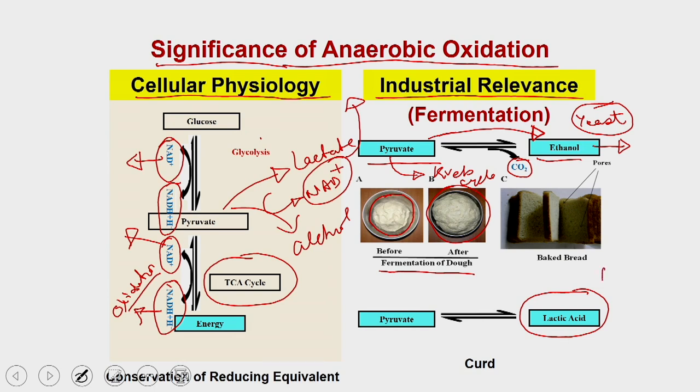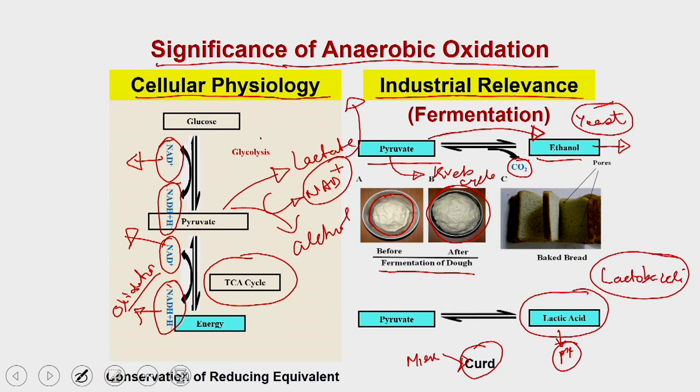Similarly, in another pathway, when the pyruvate is getting converted into lactic acid, this is very often found in another bacteria called lactobacilli. In the case of lactobacilli, you are converting the pyruvate to lactic acid, and lactic acid reduces the pH of the media, and because of that it converts the milk to curd, and that's how the lactic acid bacteria or lactobacilli have relevance in the production of curd.